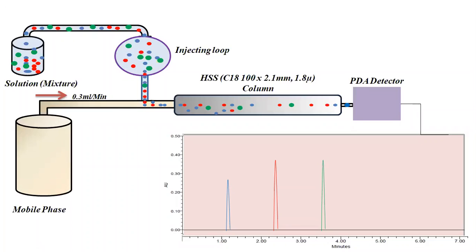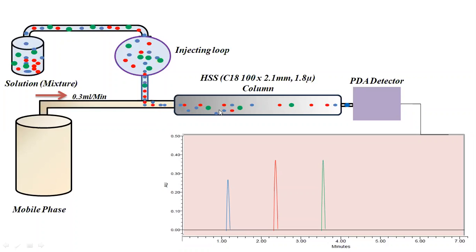pumping the mobile phase at a flow rate of 0.3 ml per minute. The flow rate is important, as it determines how the mobile phase moves towards the stationary phase, which is the column. The mobile phase travels in this direction. Meanwhile, we are injecting the sample or mixture of samples. When we inject the sample solution in liquid form, it mixes with the mobile phase. Now the mobile phase and the samples move towards the stationary phase.